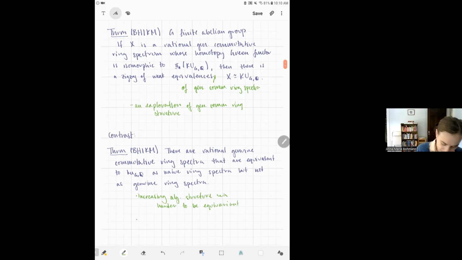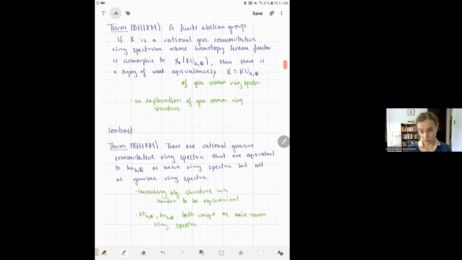I should also mention that we have the kind of uniqueness result I stated above for periodic KU as a genuine commutative ring spectrum, and we have that same kind of uniqueness result for both periodic and connective K theory at the naive level. So these are both unique as naive commutative ring spectra. And so we have the same results for both of these spectra at the naive level, and then there's this distinction at the genuine level where I have uniqueness for the periodic case and not for the connective case. Okay, so those are the main results I want to tell you about.